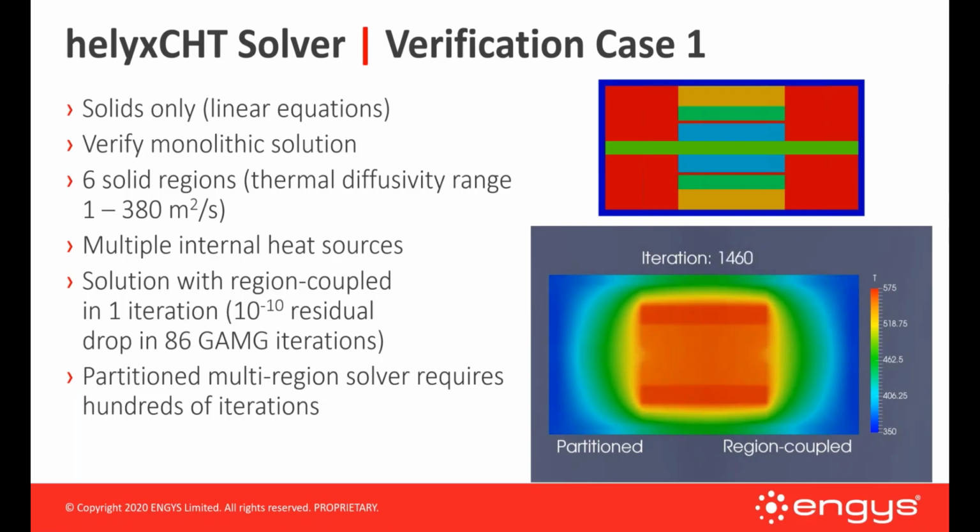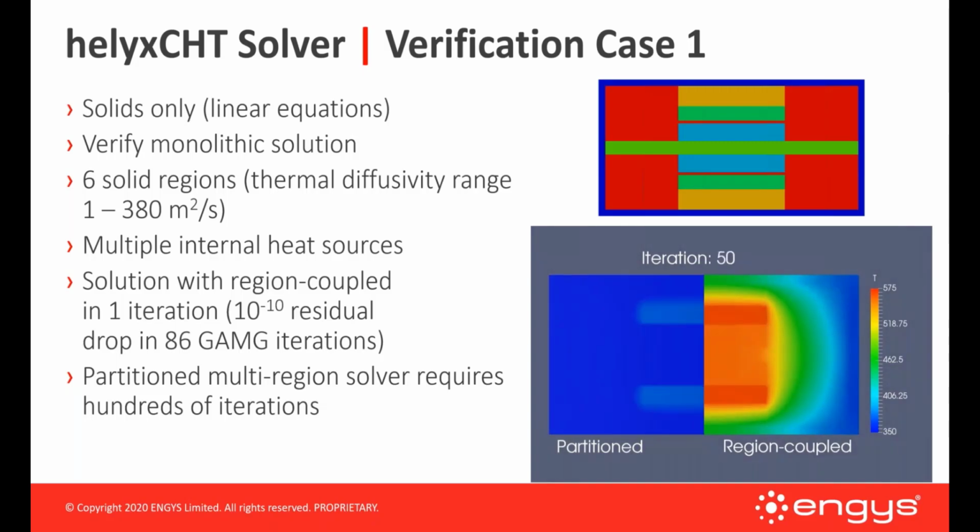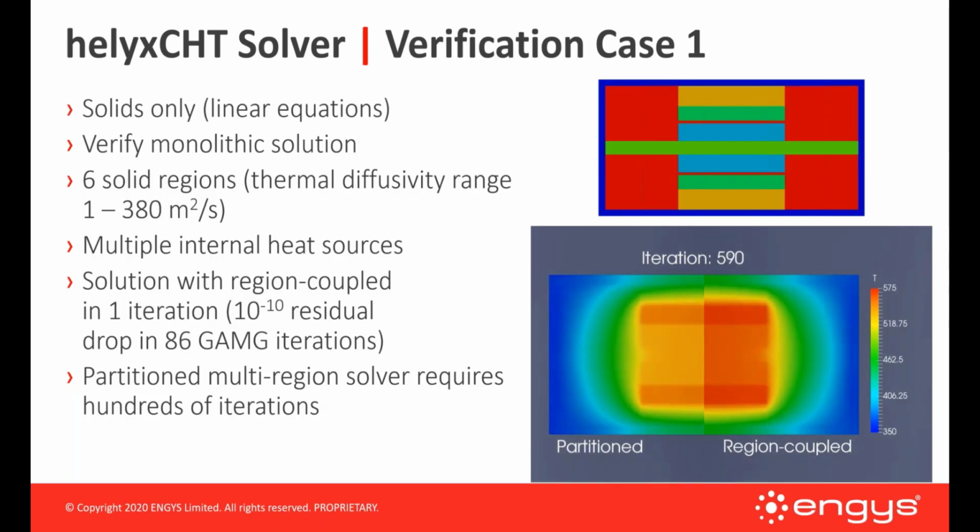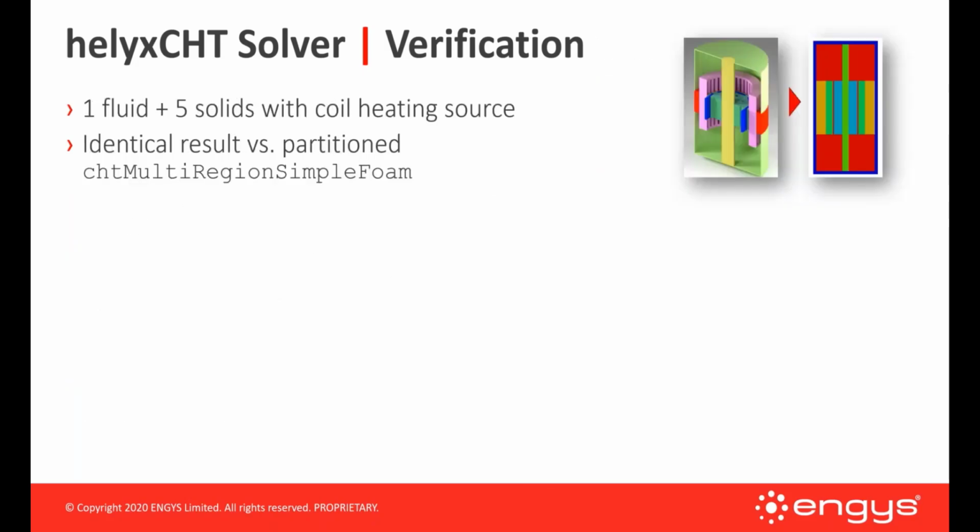So, here I say the partition multi-region solver requires hundreds of iterations. This is a very straightforward case. They're all linear equations. It should be solved very quickly. And the monolithic approach definitely solved it a lot faster. Okay, let's look at another case.